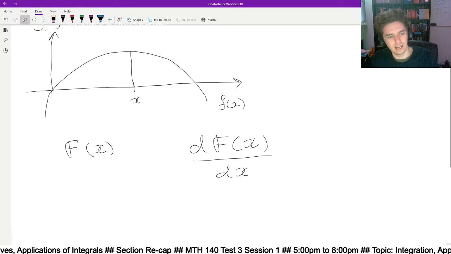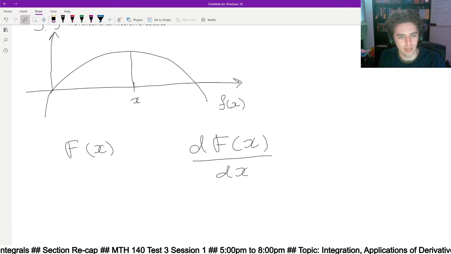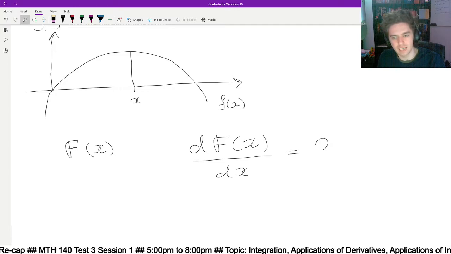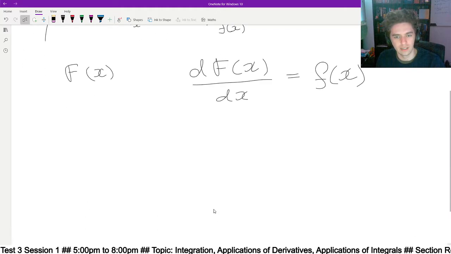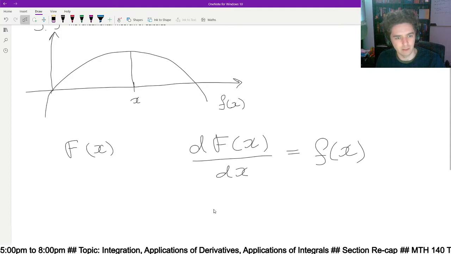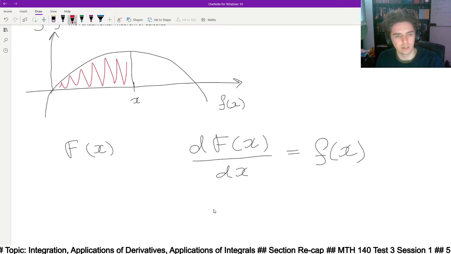So again, if I define some function that is the area under the curve between 0 and the x value, the fundamental theorem of calculus is saying that the derivative of that is the function. That's what part 1 is saying. So the instantaneous rate of change of that function that gives me this area is just the actual f of x itself.